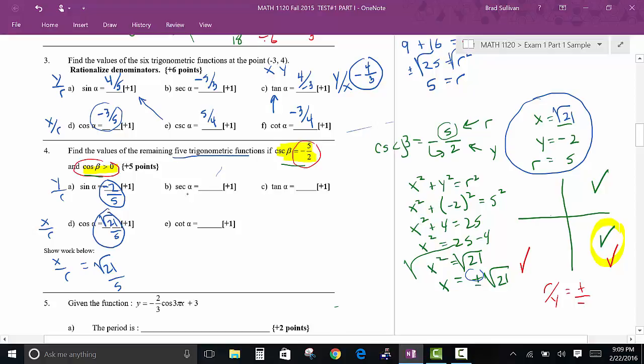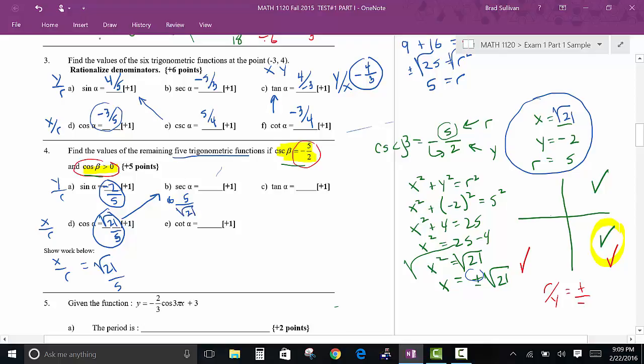Okay, now we can go ahead and find the secant, because the secant is just the reciprocal of that. So that's going to give 5. Okay, that's supposed to be 5 right there. So it's 5 over square root of 21.